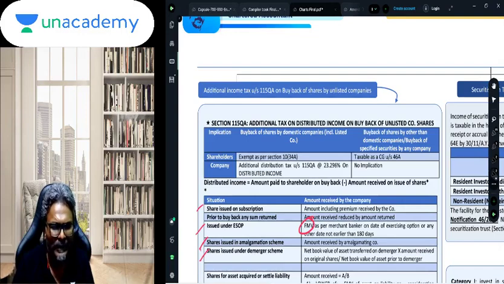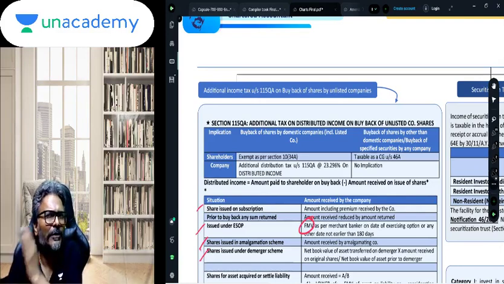Now, while you calculate the income, students, the income is that of the shareholder. For the shareholder, the buyback of their shares is just like a case of capital gains. When we talk about income, just think from the shareholder's point of view. When the shareholder has to calculate the income, the full value of consideration is nothing but the money that they would have received on the buyback of the shares. So that is the full value of consideration for them. And the entire catch is about the cost of acquisition of the shares.